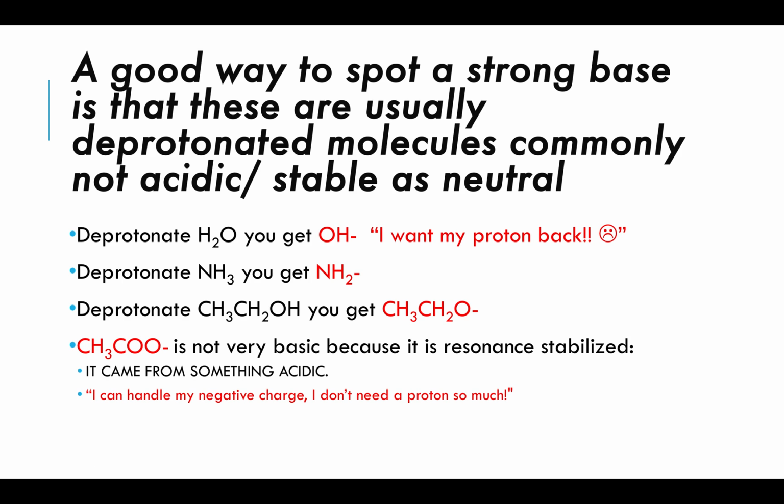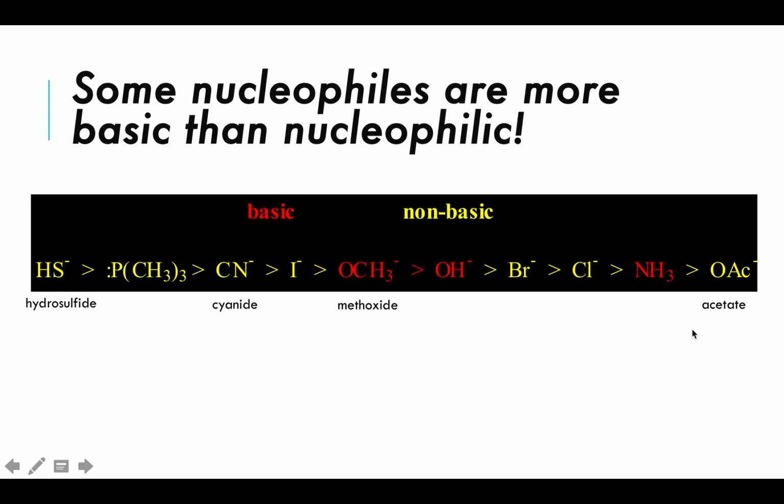Okay. What about something acidic like acetic acid? If we deprotonate acetic acid, it forms an acetate ion, and that negative charge is resonance stabilized. So the acetate ion itself, since its negative charge is very stable or spread over, it's actually more nucleophilic than it is basic. It still is basic, but not very. Okay? So it's as if it says, I can handle my negative charge, I don't need a proton so much. So some nucleophiles are more basic and some nucleophiles are just really nucleophilic.